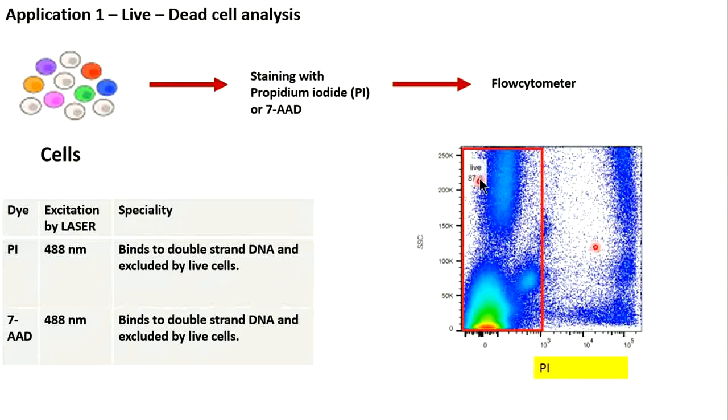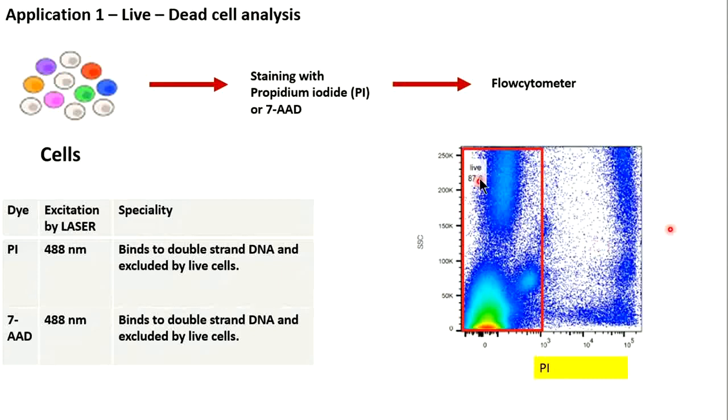Okay. So what is PI? PI is a DNA binding dye. It can go inside the cell and it can bind to the DNA. It gives you a fluorescent signal after binding with the DNA. Great. It can do that. Now, the issue is PI enters only inside dead cells.